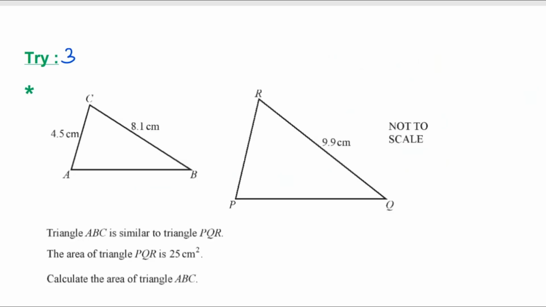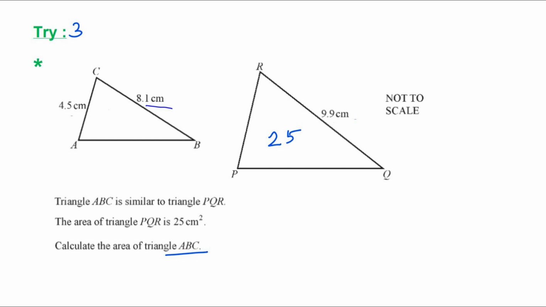Similar to that one, here also you need to find the area of the triangle. Two triangles are given, the area of one triangle is given as 25, and their corresponding sides are given. You need to find the area of the triangle ABC. Try this also. Share your answer in the comment section.